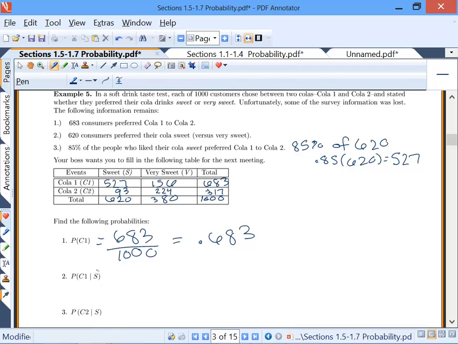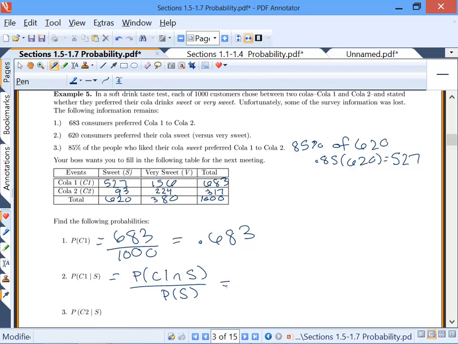For the next piece, let's find the probability that they like cola 1 if we already know they like it sweet. So what would you do for this? Okay, so we could start by writing out the formula. We want the probability of C1 intersect S over the probability of S.